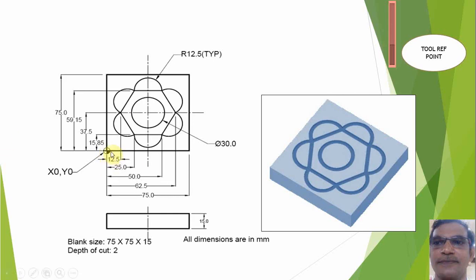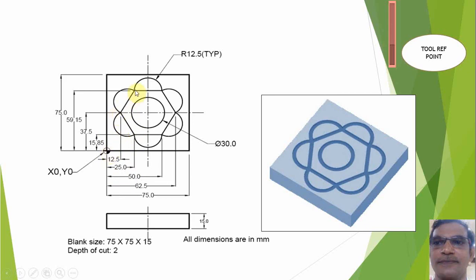Initially we are going to locate the tool at this point and then move the tool to any one of the points on the profile. For example, keeping the tool at x25 and y15.85. This is the very first point we are taking, and then we can move the tool to the next point. X value will be 12.5 and y value will be 37.5.